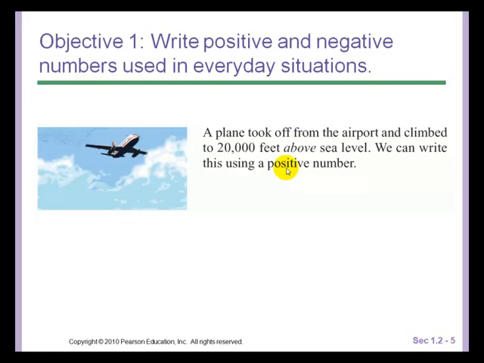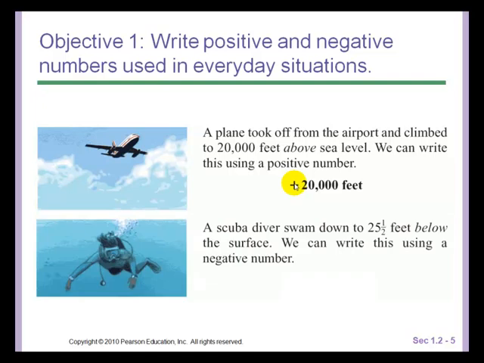Here are some examples of how positive and negative numbers are used in everyday life. A plane took off from the airport and climbed to 20,000 feet above sea level. We can write this using a positive number, positive 20,000 feet. Often we do not include the positive symbol in front of a number, we just assume it is positive. A scuba diver swam down to 25.5 feet below the surface. We can write this using a negative number, negative 25.5 feet.